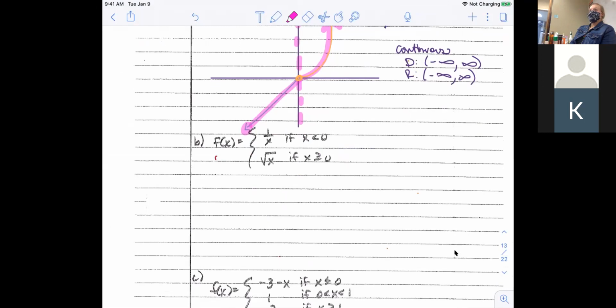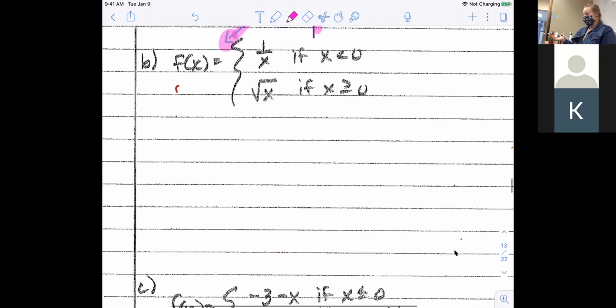Okay, so we're back on this next one. We have another piecewise. I have the reciprocal function if x is less than 0, and I have the square root function if x is greater than or equal to 0. Okay, so let's focus on the reciprocal one. So I want to draw a graph.